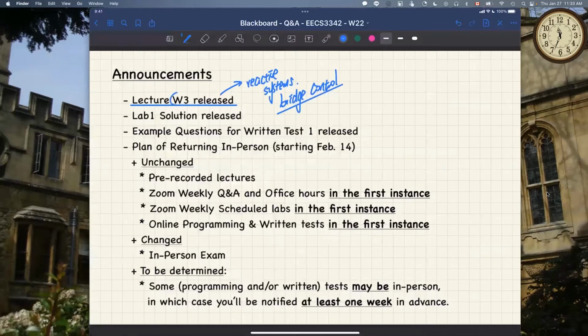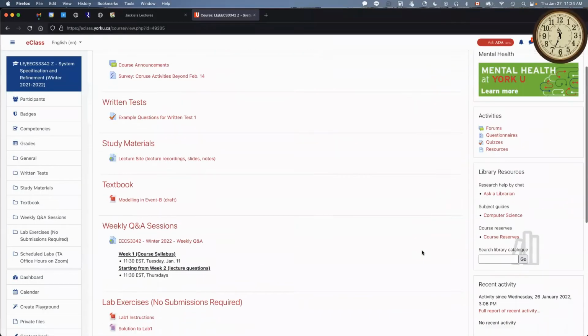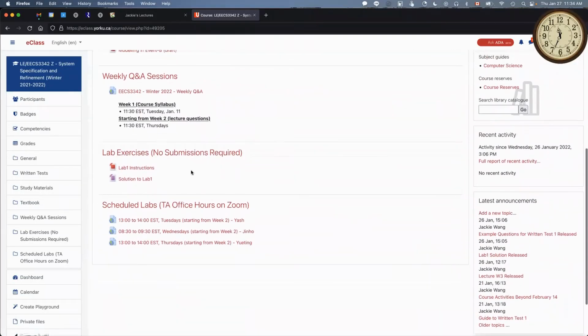Just make sure you study week number 3, and make sure you get started in time. Your lab number 1 solution was released yesterday. In case you're wondering where to find it, go to your e-class page, and you will see it under your lab exercises over here. Again, no submission will be required for your lab. But the expected completion date for lab number 1 is this Friday, which is tomorrow. And today, if time permits, I'll try to highlight certain parts of the lab 1 solution that you want to pay attention to. You can go over them over the weekend.